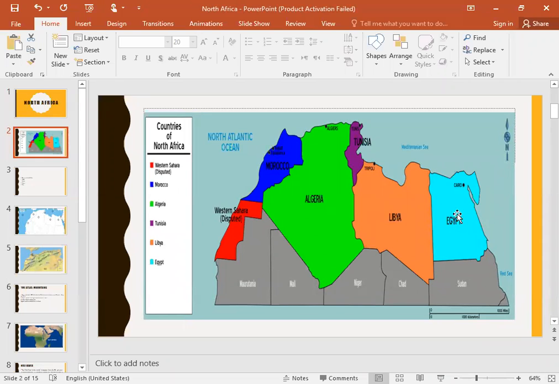But North Africa is bordered by the North Atlantic Ocean, the Western Sahara, okay, as here you can see the Mediterranean Sea and the Red Sea. So it is bordered by 4 main physical features. Up here we have the Mediterranean Sea. Here too we have the Red Sea, the North Atlantic Ocean, and the Western Sahara, okay?